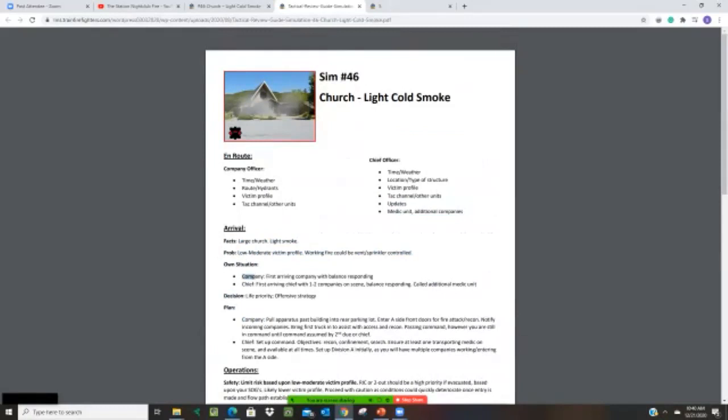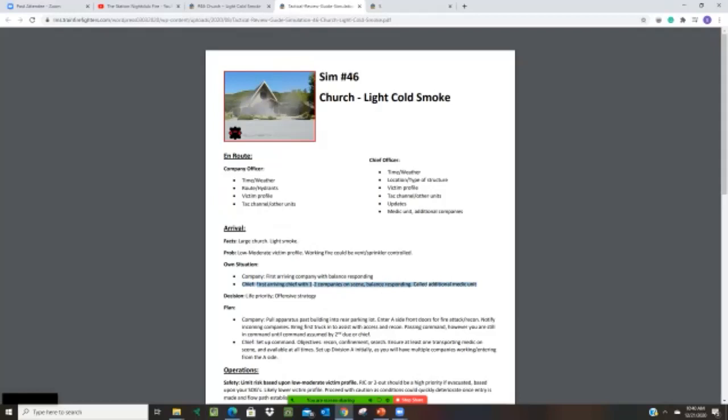Our own situation is our resource level. If I'm a company officer, I'm thinking, okay, I'm first in company with a balance of a response and route. But if I'm a first in chief, I'm thinking I'm the first chief with maybe 1 or 2 companies on scene already, and the balance coming. And what? Call additional medic unit, and in your case, additional units overall because of the time of day and the resource levels. Right.